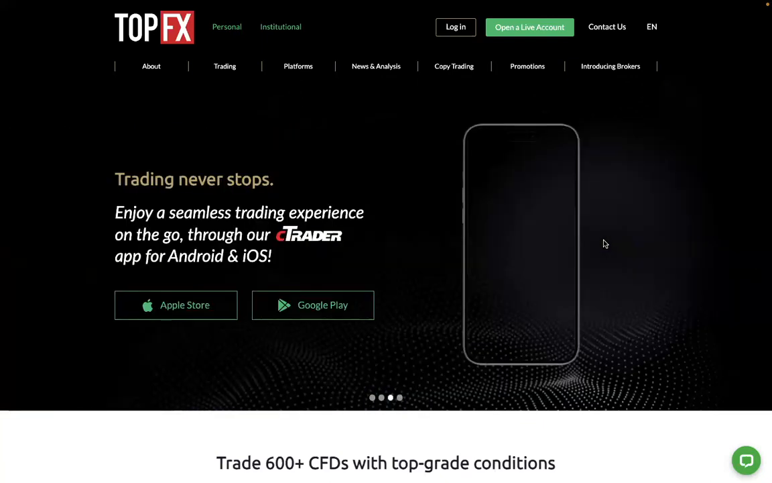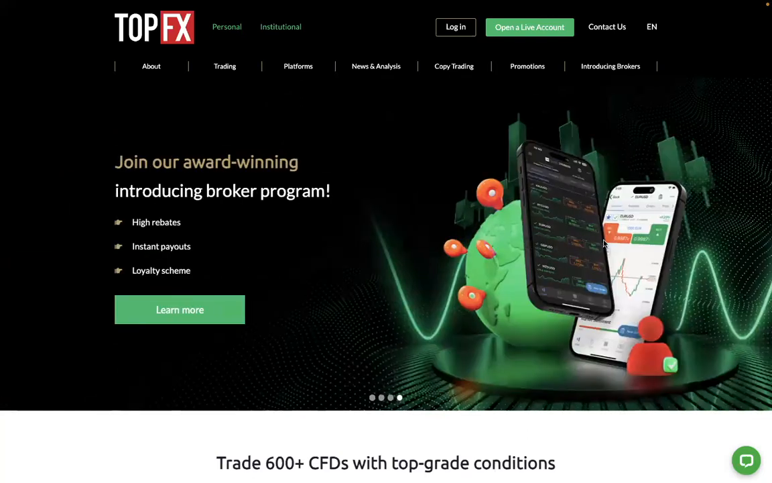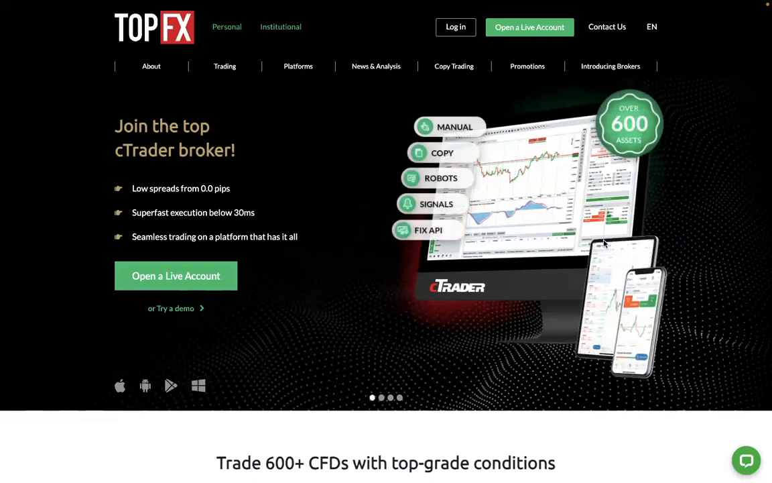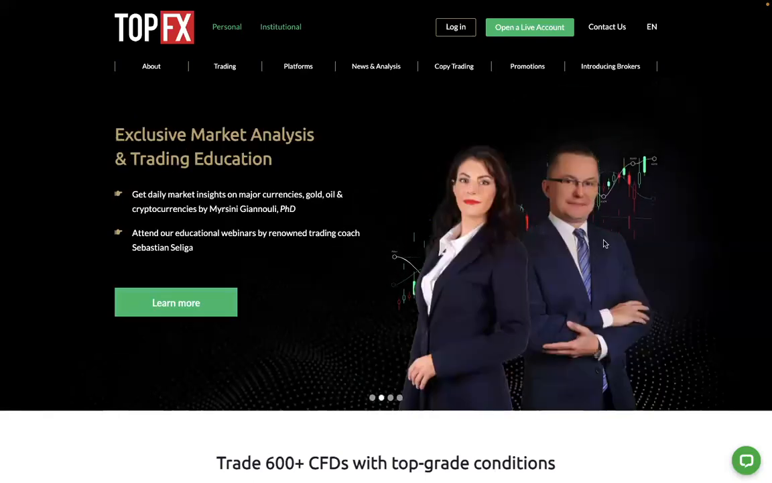Then in the third part, we are going to talk about practical strategies with stochastic on the cTrader. So swing trading strategy, scalping strategy, reversal strategy, and trend following strategy will be described. Then we talk about risk management with the stochastic indicator, setting appropriate stop losses, position sizing, and calculating risk to reward ratios.